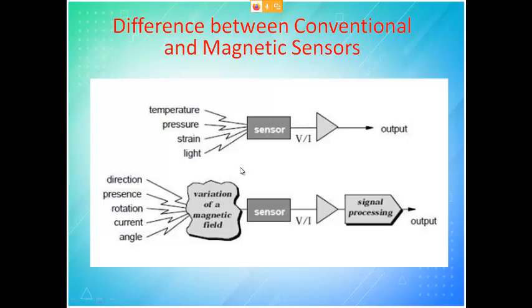Whereas in the case of a magnetic sensor, the sensor gives an output that has to be processed, so you need signal processing. Here you have to convert the magnetic into electrical, because the output will be in terms of magnetic field. So the magnetic field has to be converted, and you need a block called signal processing. This is one additional block required in the case of magnetic sensors.